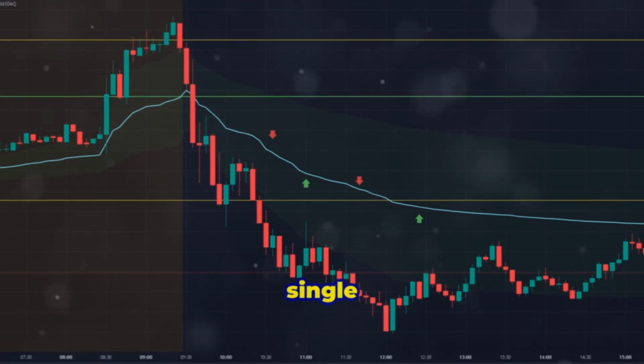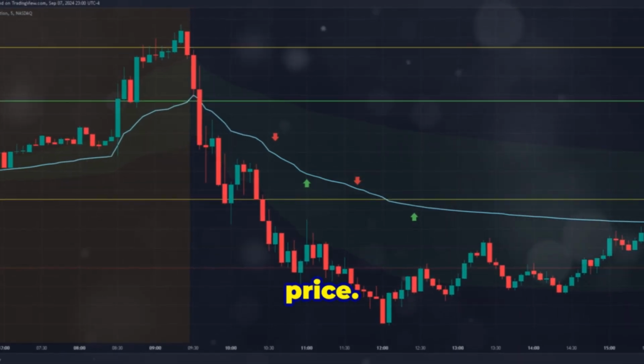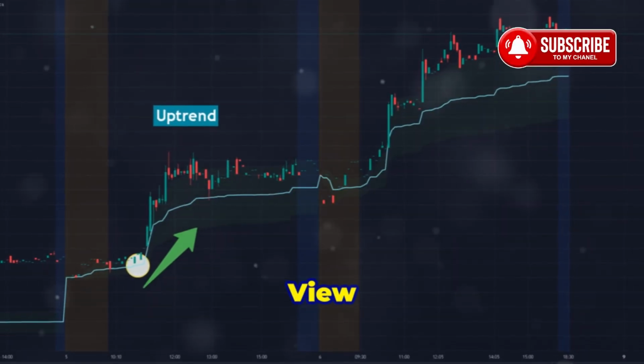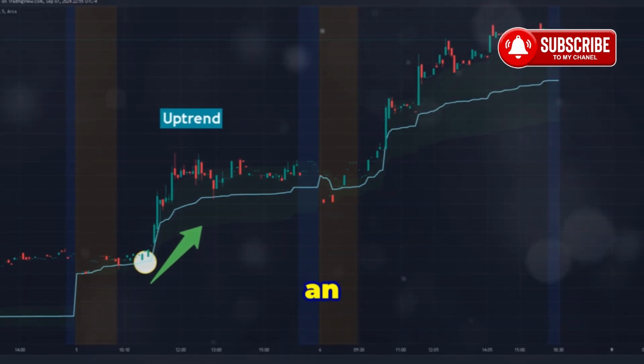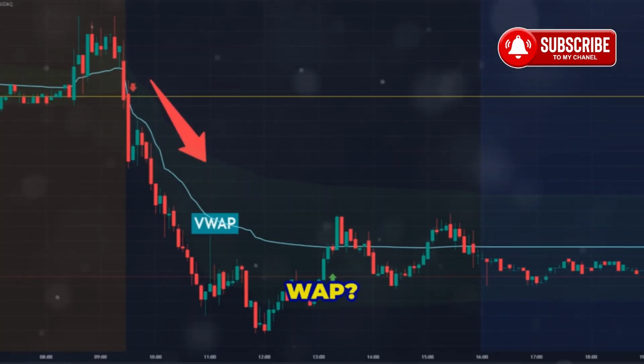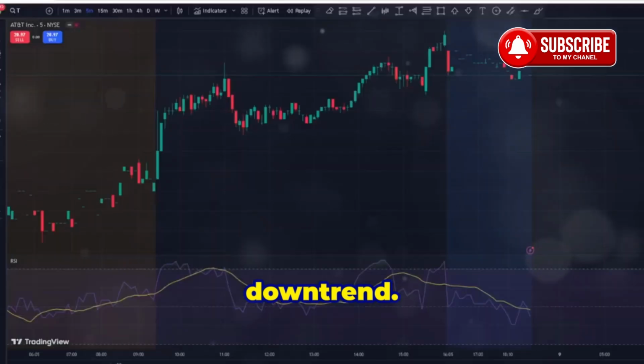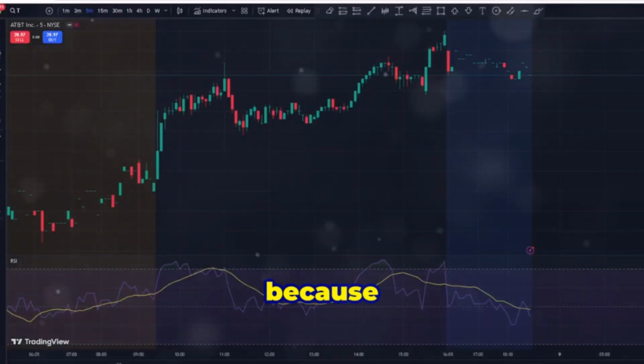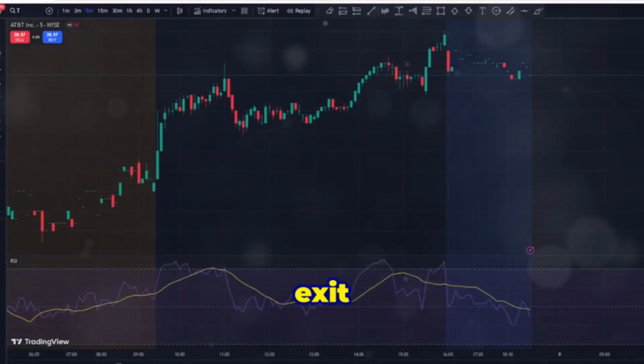First, find the VWAP indicator on your trading platform. It's usually a single line that moves with the price. When the price is above VWAP, it means the stock is in an uptrend. Below VWAP, that's a downtrend. Day traders love VWAP because it helps them spot key entry and exit points.